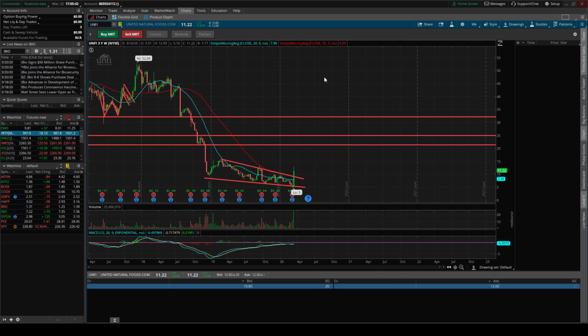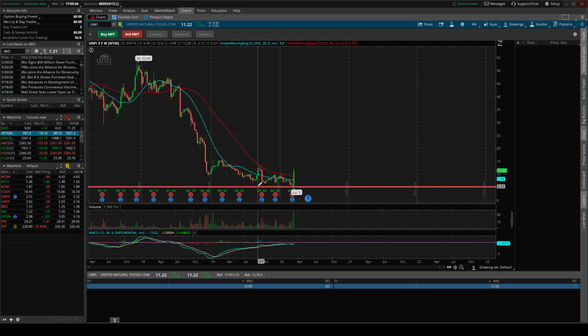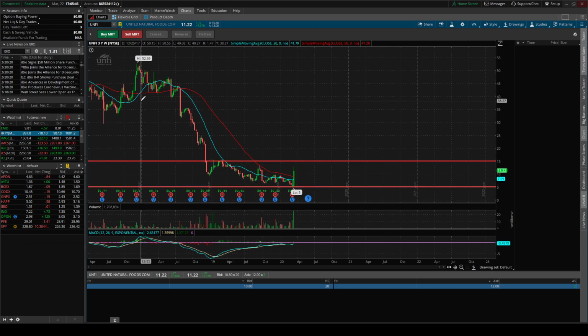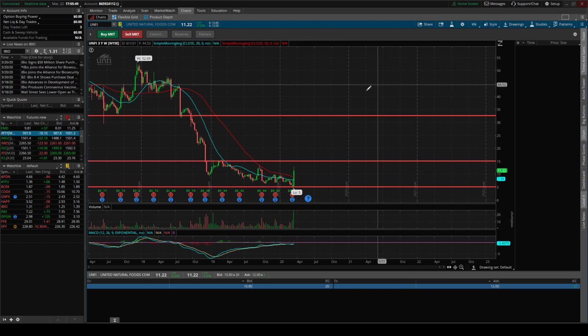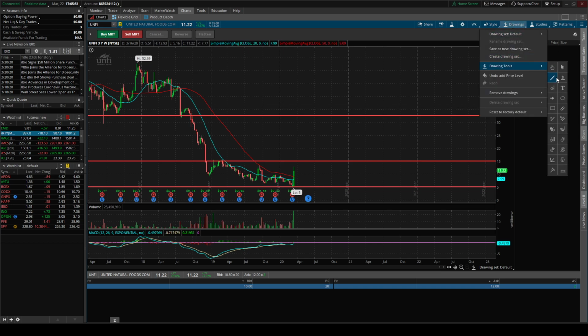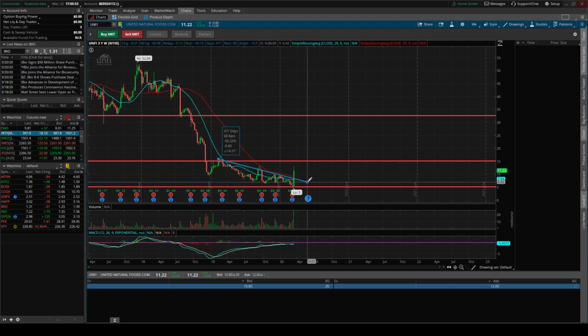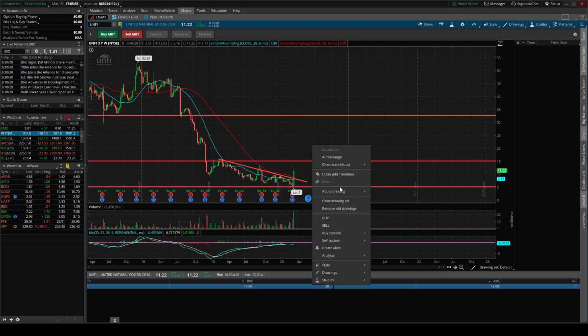So you can make this really quick. I can delete all this right here, and then I can just go through and map out my support and resistance levels with a quickness, and then I can swap back to my trend line tool, and it broke the downtrend here.